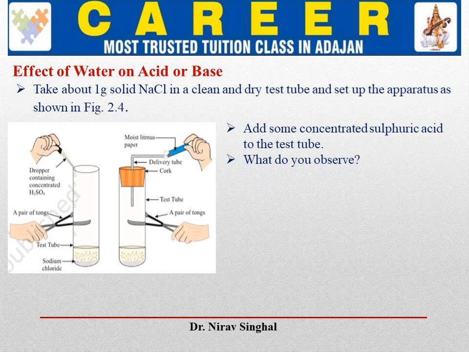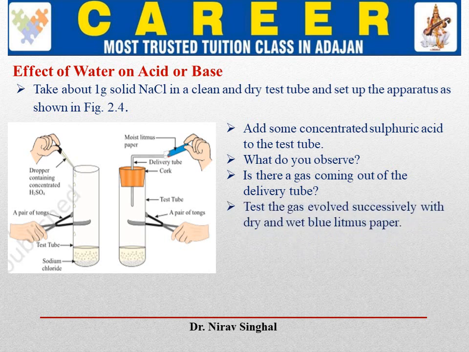What do you observe? We observe that some gas, or effervescence of gas, comes out when sulfuric acid comes in contact with NaCl. Is there gas coming out of the test tube? Yes, through the delivery tube, this gas is moving out. The gas evolved is tested successively with dry and wet blue litmus paper. Here in this figure, we are showing the blue litmus paper which is moist and wet in nature.